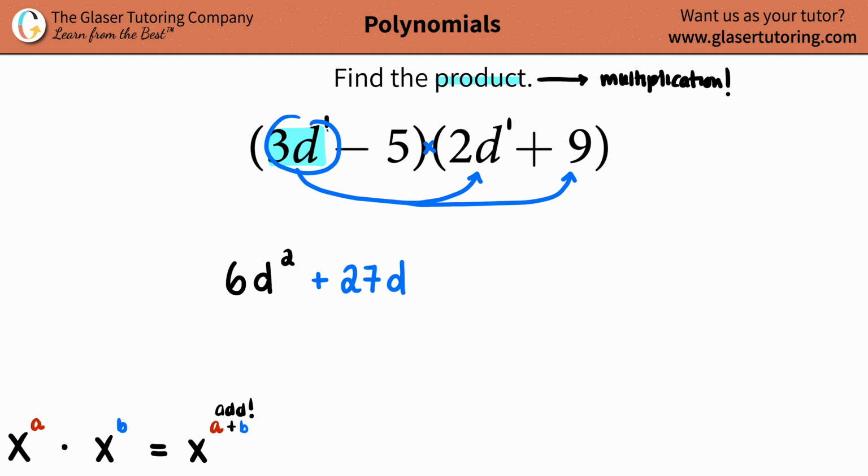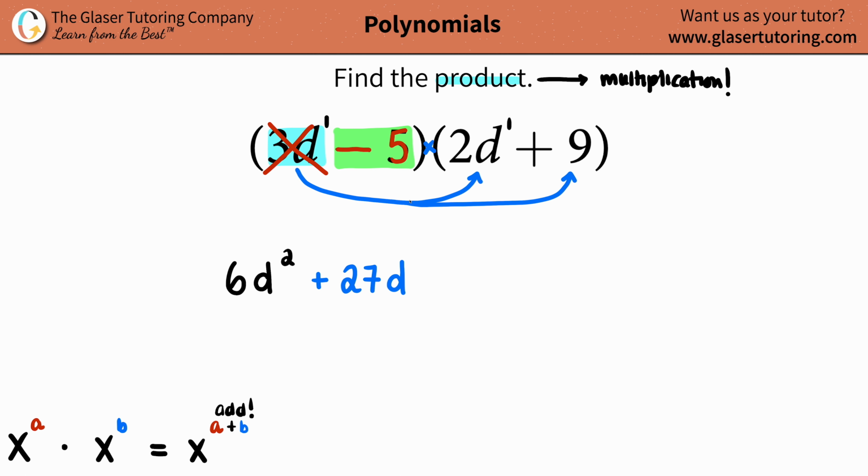Now we did our first multiplication. So once you do the first multiplication, don't even focus on the 3d anymore. Let's start moving on to the next variable in the first parenthesis. And in this case, please take note as to what sign you're working with. There was a negative here, which means that this is a -5. And we have to multiply it across the parenthesis, and we got those two variables.